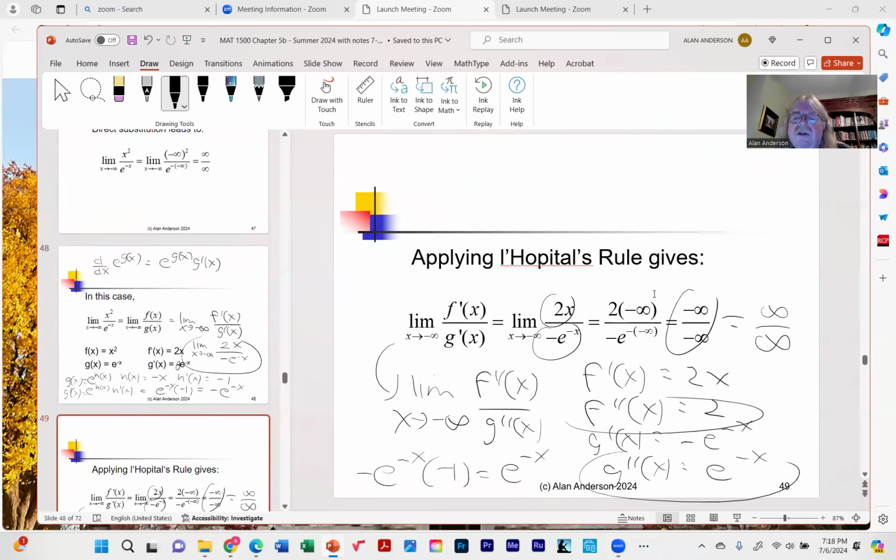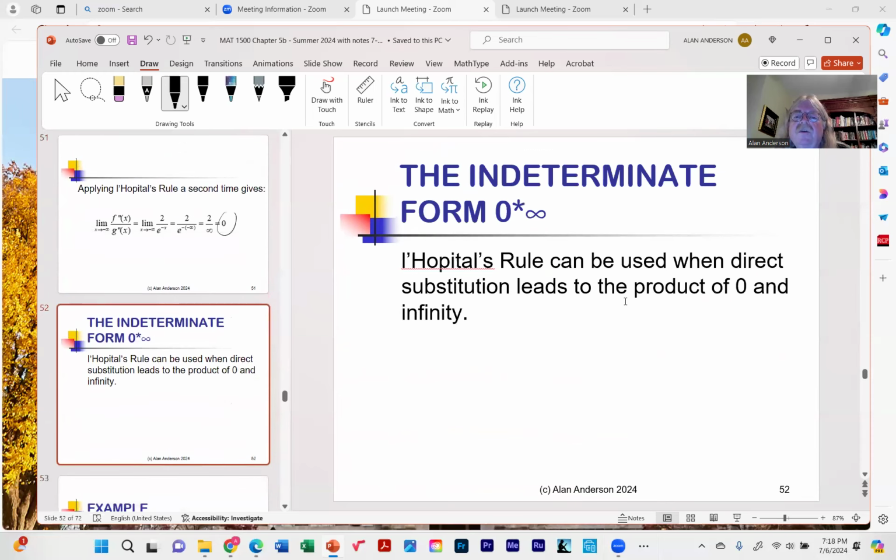What about this case, though? What if our indeterminate form is 0 times infinity? We haven't seen that one before. So far, we've only had 0 over 0 and infinity over infinity. Well, it turns out that this one works too. Okay, so let's see an example of this.